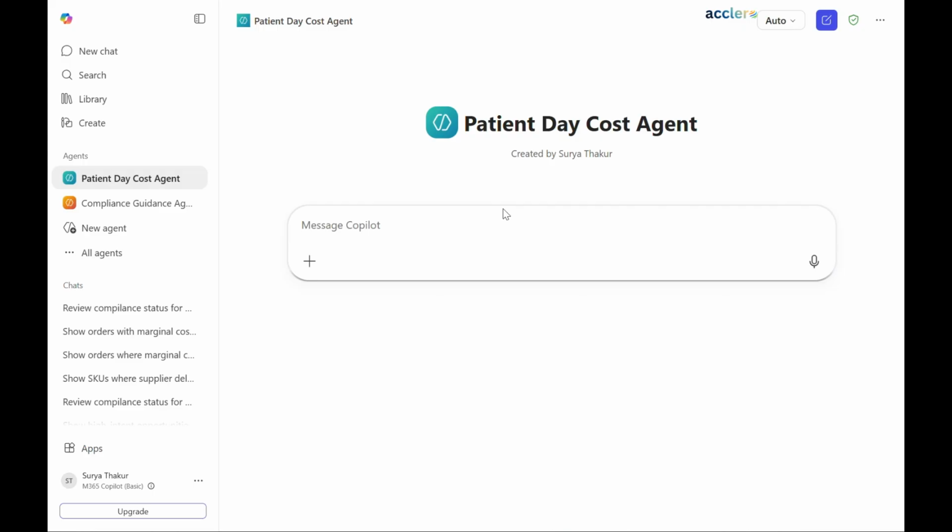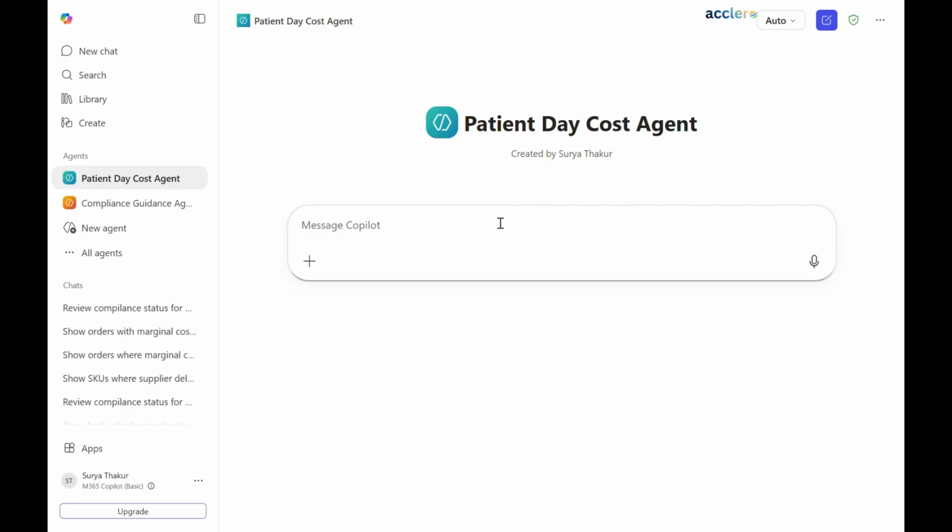Hospital leaders often review cost per patient day after the shift ends. The problem is that staff and supply decisions are already logged in by then. So this solution shifts cost discipline into real-time operational execution.